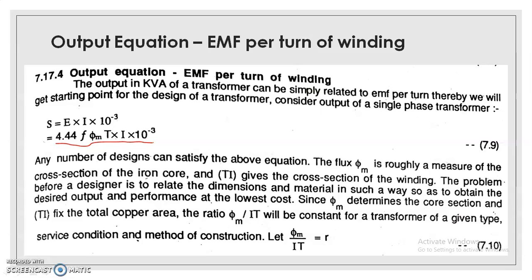To relate dimension and material, we are going to utilize these two things: flux phi m, which measures the cross section of the iron core, and T into I, which gives the cross section of the winding. Cross section of winding is related with dimension, so it indirectly gives the relation with the dimension. So we can take the ratio of these terms, phi m upon I into T. Let's consider phi m upon I into T is equal to R.